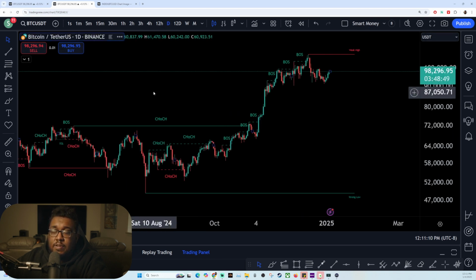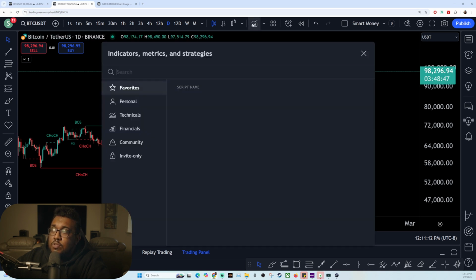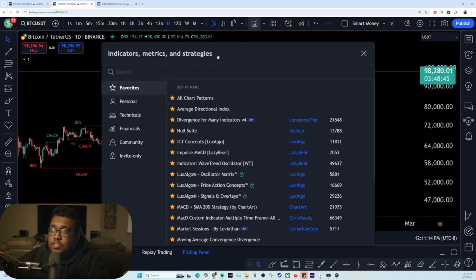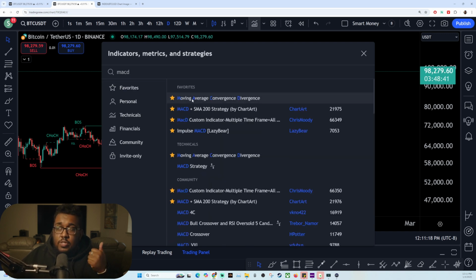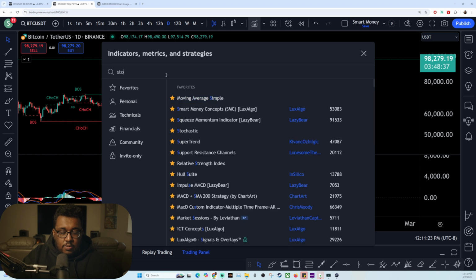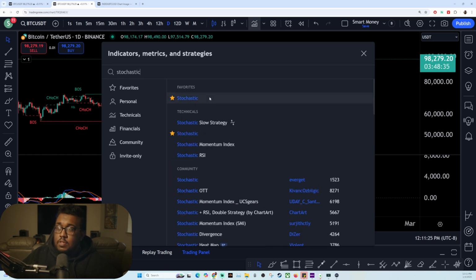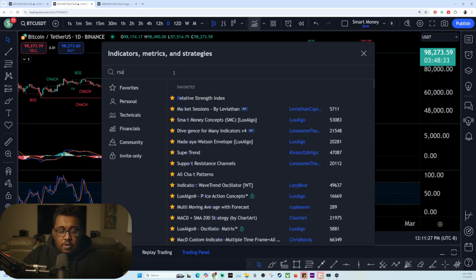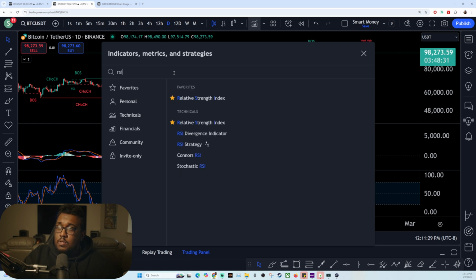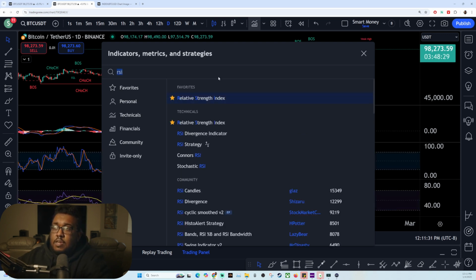What I want you guys to go do is go over here to indicators, metrics, and strategies, and just type in MACD. Click on this one time, moving average convergence divergence, stochastic. Hit this one time as well, and then RSI. There you go. And again, if you guys have gold stars, it just makes it a little bit easier because you will be using these indicators a lot.